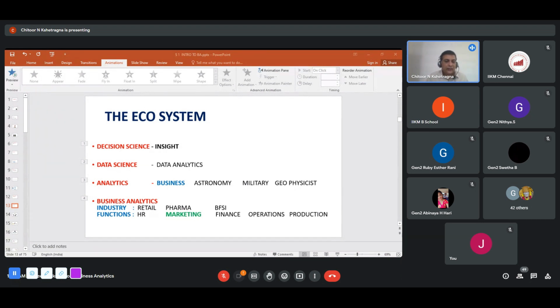Astronomy also does analytics. Let's say people working in NASA want to find the distance between Earth and the Moon, Earth and the star, right? What is happening in the solar system, right? They also do a lot of calculation. They do use data science. Military uses this. I'll give you one example.